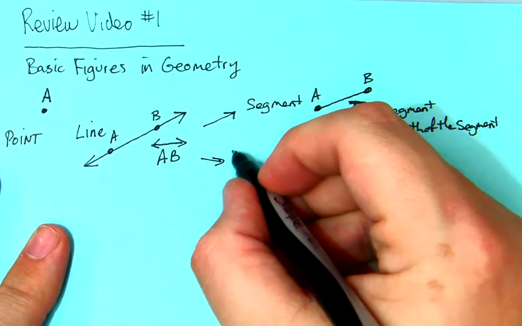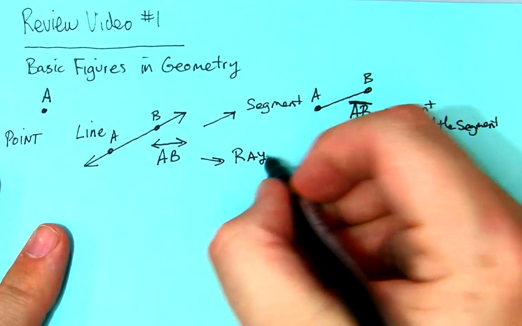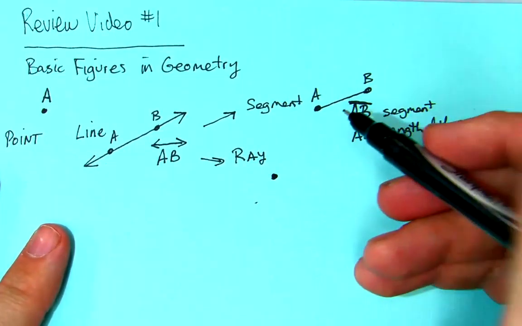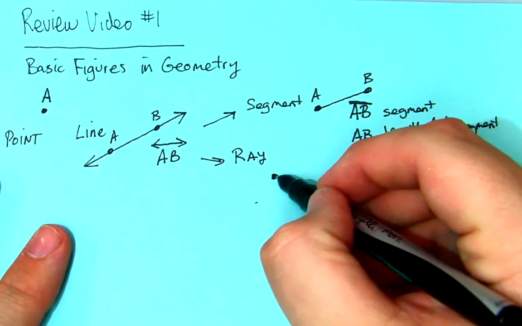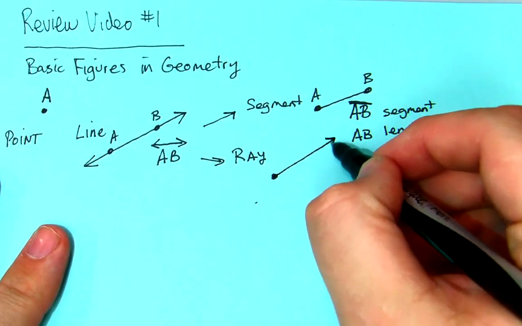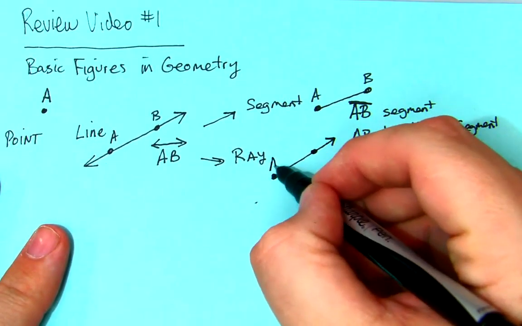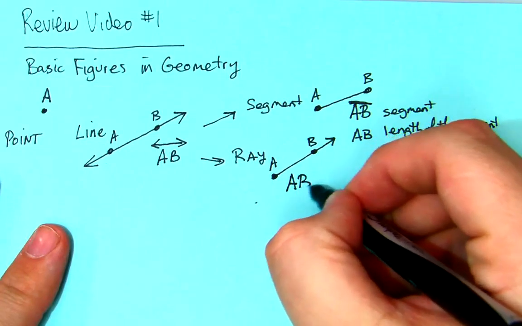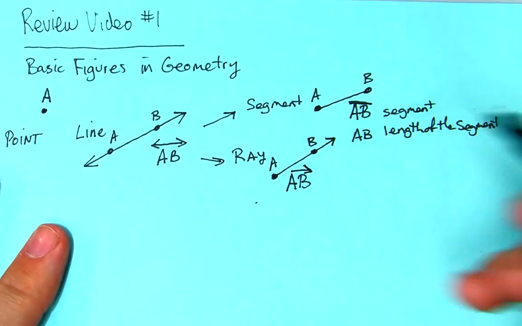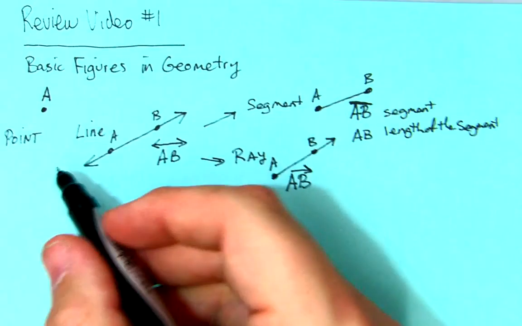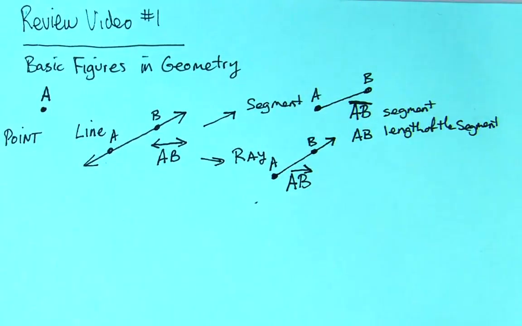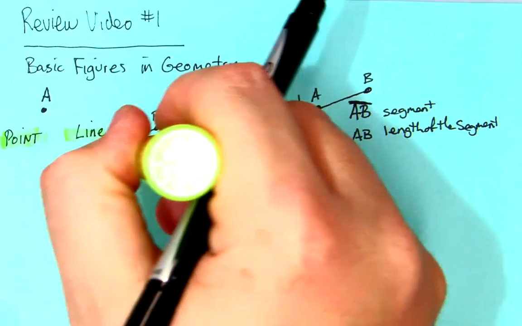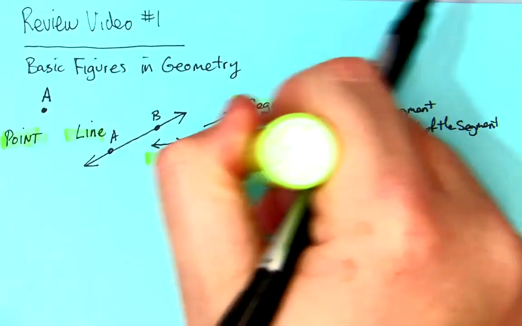There's also something called a ray. A ray has a starting point, which we call a terminal point, and continues on forever in one direction. That's A, that's B, and we will write that as AB with a ray above it. So, the basic figures and how to name them: point, line, a segment, and a ray.